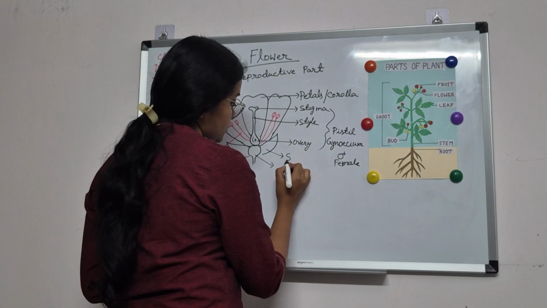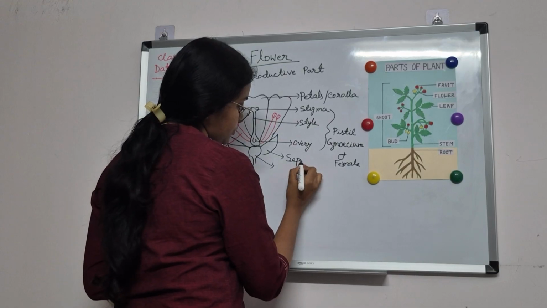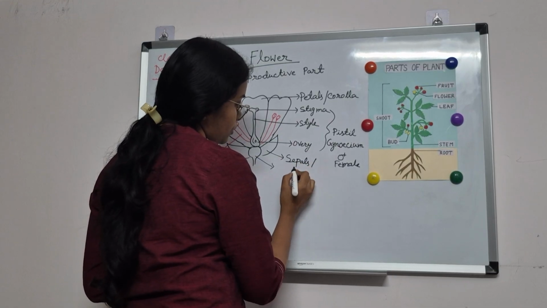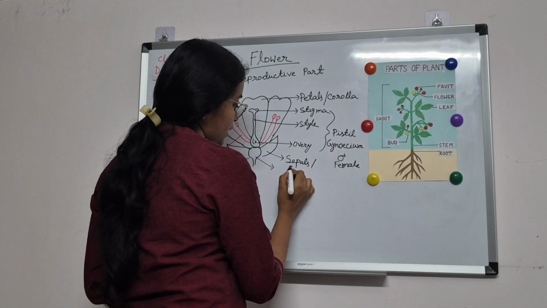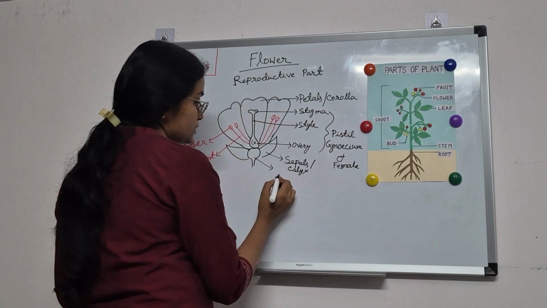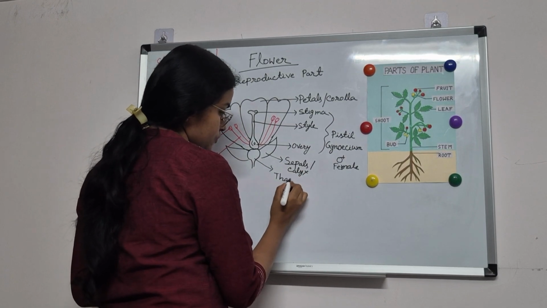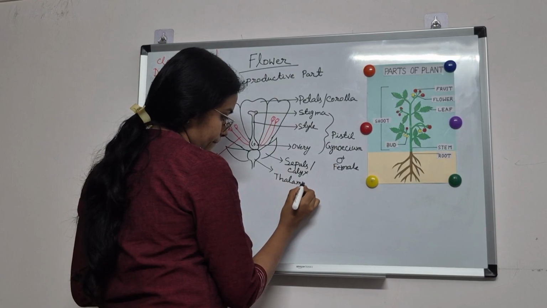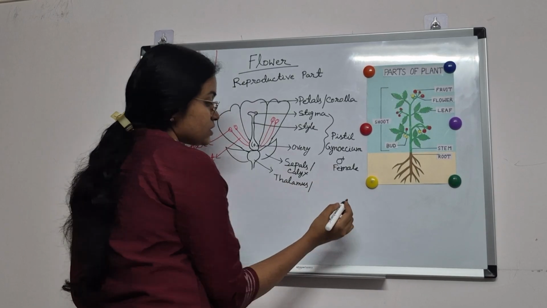Sepals or calyx. Its other name is calyx, and this is the thalamus. Another name is receptacle.